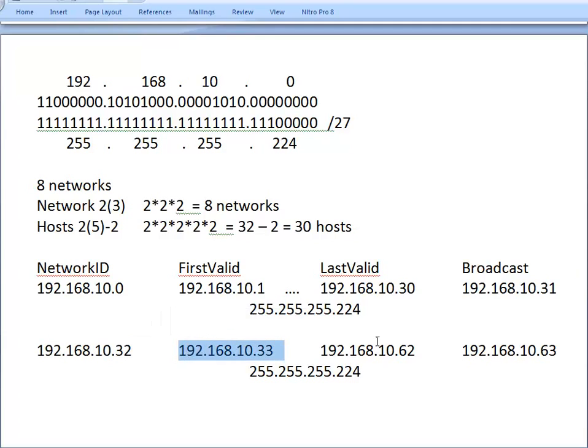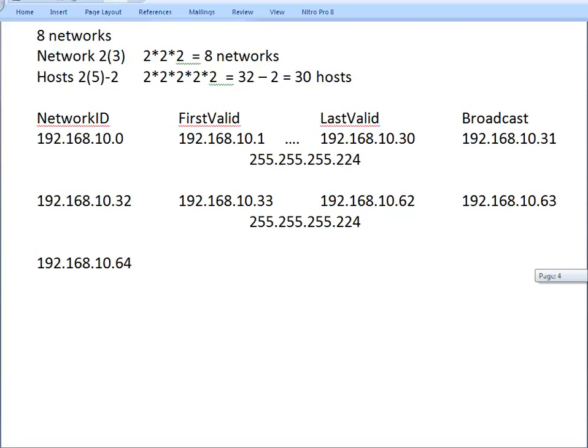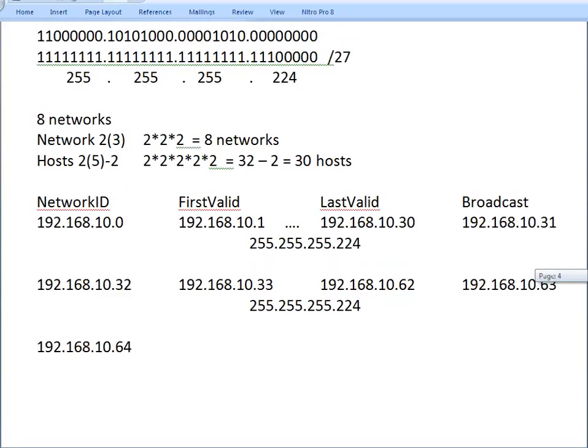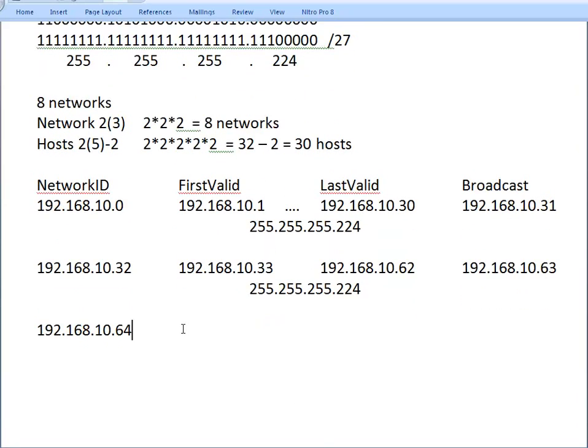33 is the first valid. Last valid is 62, and the broadcast is 63. Okay, now we're just gonna continue this. So 64, the next network, the first valid is gonna be network ID +1, so 65.